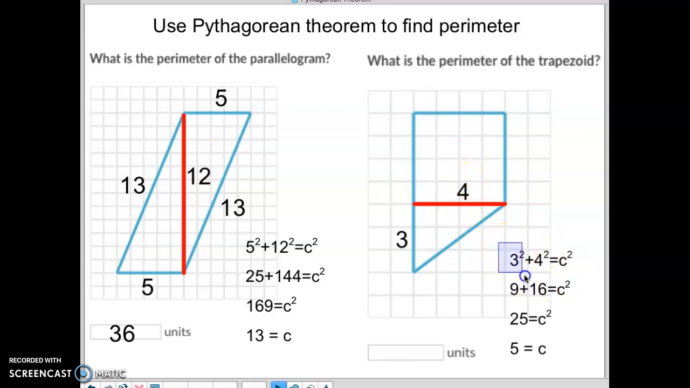So 3 squared is 9, 4 squared, excuse me, 4 squared is 16. 9 plus 16 is 25. Take the square root of 25, and c equals 5. So we know this equals 5.